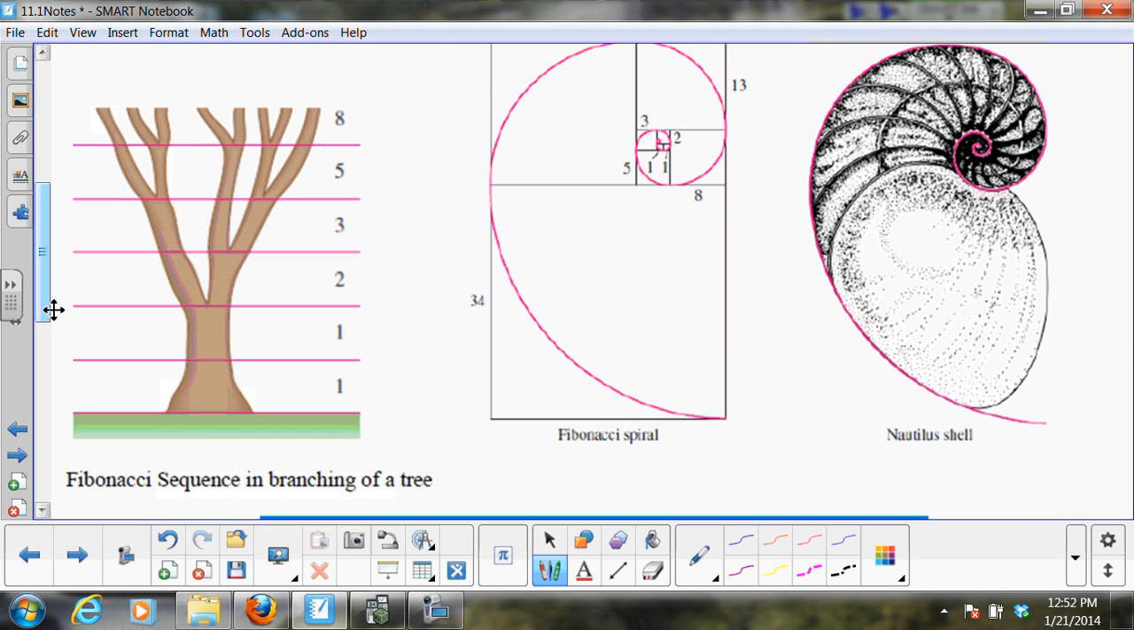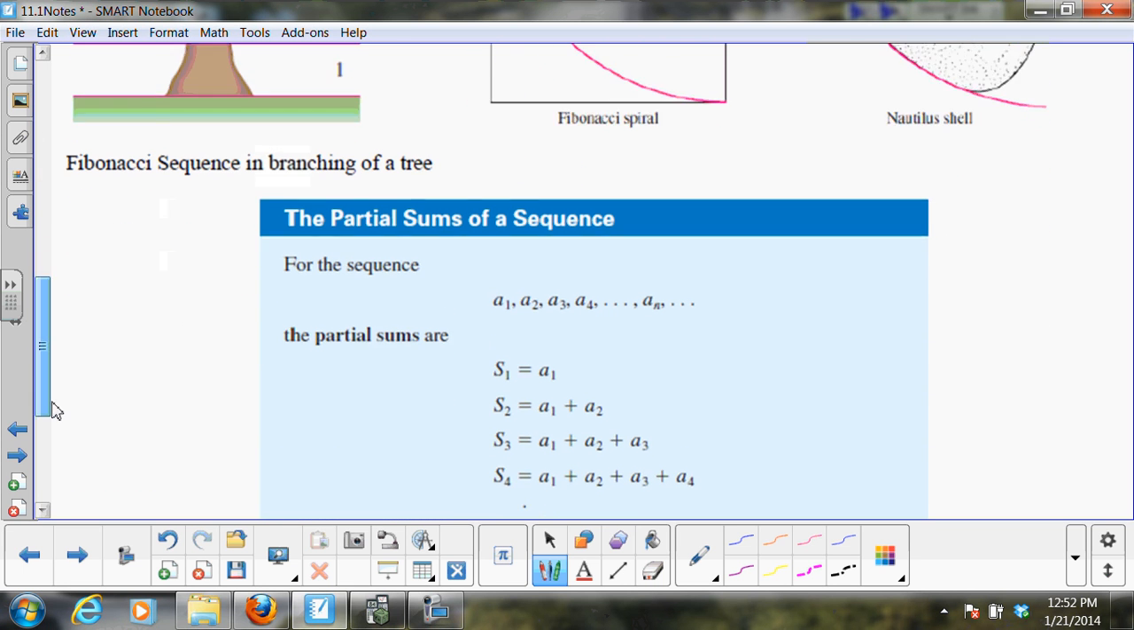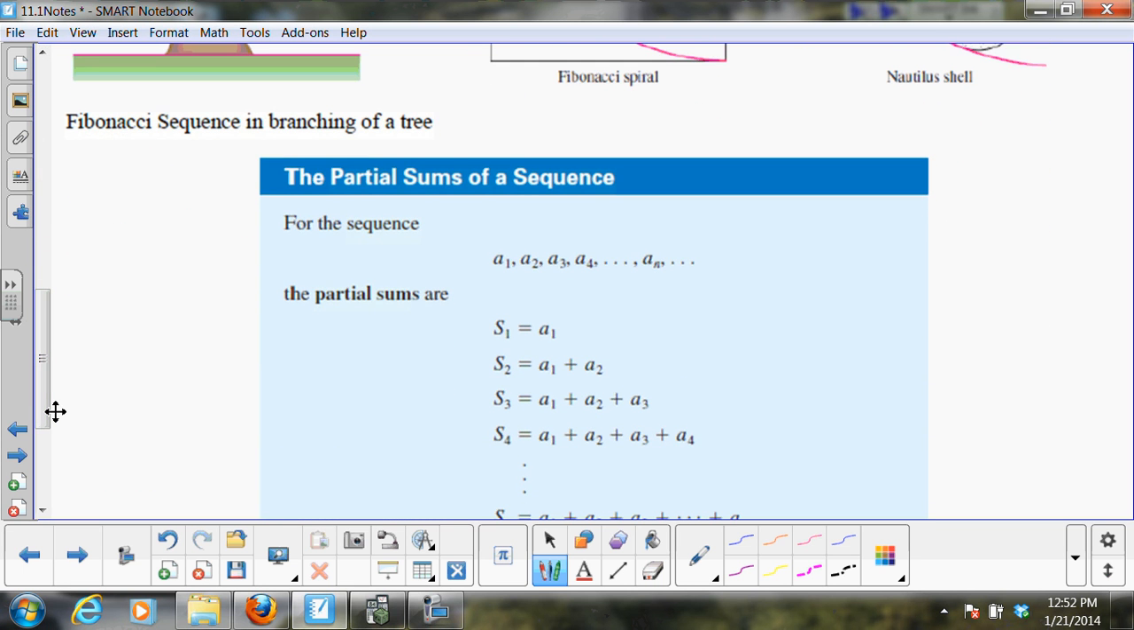If you look, you could split a tree here along its branches and it creates the Fibonacci numbers. Here is the seashell. And if you draw the seashell into the coils, you can do Fibonacci numbers throughout the seashell, which Fibonacci numbers also have to do with the golden ratio, in case you didn't know that.